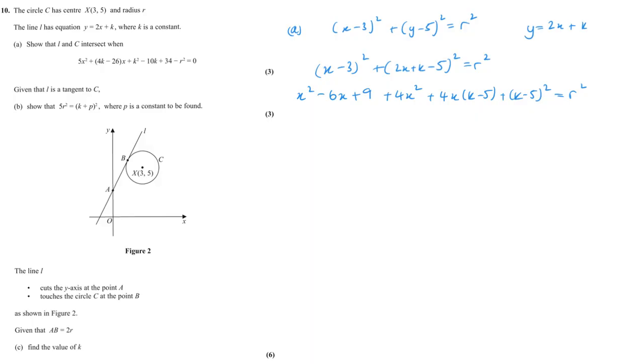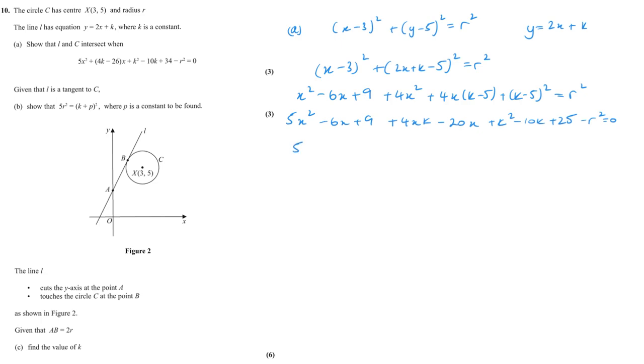Now I've got to expand these brackets, so x minus 3 squared is x squared, and we'll do a little bit of tidying up, and the 4x squared, that will give me 5x squared minus 6x plus 9 plus 4xk minus 20x plus k squared minus 10k plus 25 minus r squared equals 0.